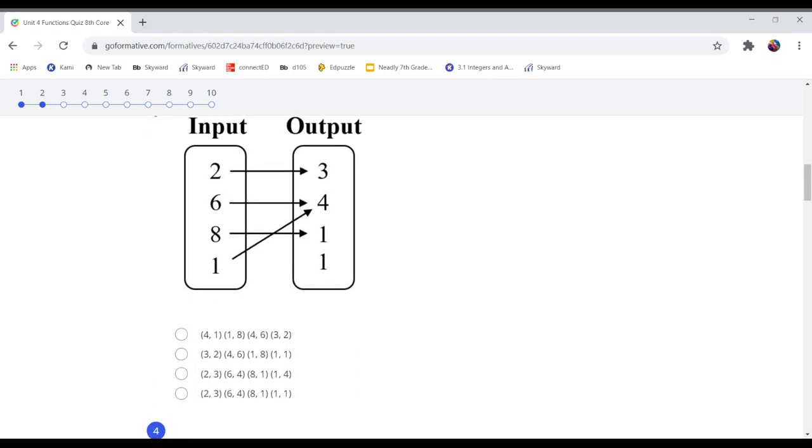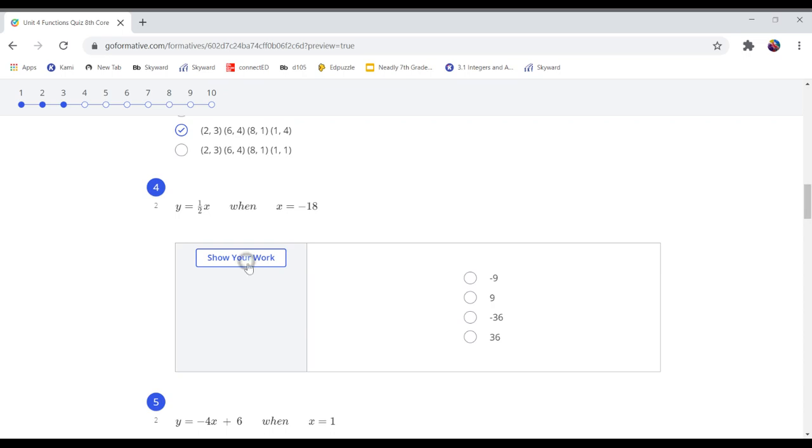So when I look at the options, well, the first two options are out because they don't have the ordered pair of 2, 3. So now it needs to go between the third and the fourth one. So I need 2, 3, so that's in there. 6, 4, that's in both of them. 8, 1, that's in both of them. And then 1, 4. Okay, so that's the third option.